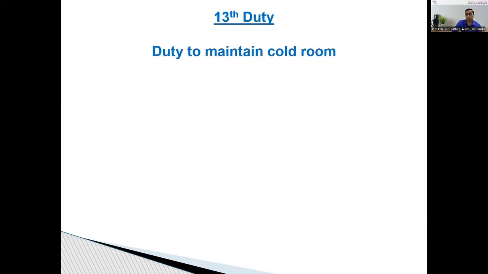Duty to maintain the cold room. This is again a big problem in forensic departments as well as in district hospitals, where the dead body has to be stored in the cold room for a longer duration, right? There are lots of problems related to that: the duty to maintain the cold room, cleaning, hygiene, how to hand over the body, how to keep it, and how to prevent the exchange of the body. That is the biggest task.